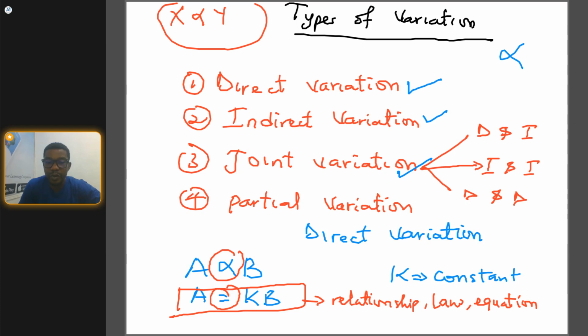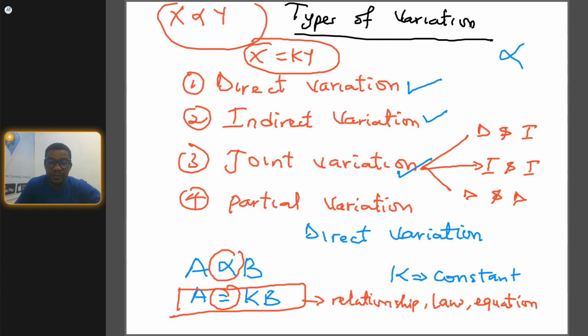X varies directly to y. What will be the relationship? X is equal to ky. Thank you so much, Enoch, for your response. X is equals to ky. So that is the correct answer. X equals to ky. All right, so that is for direct variation.